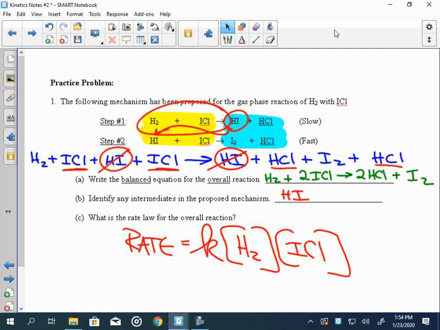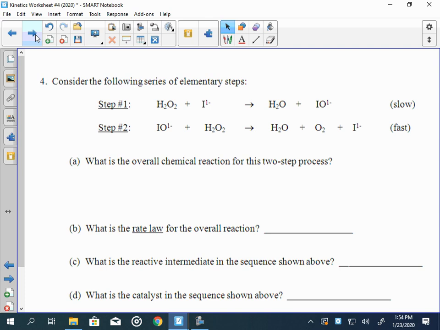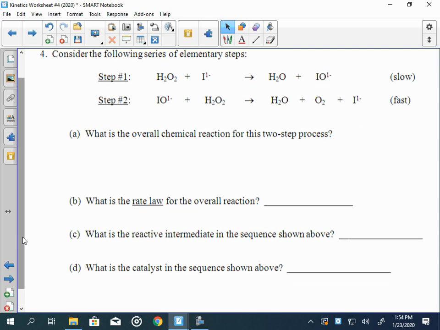Now at this point, I want you to go to worksheet number 4 that we just did the front side. Flip that over and take a look at the back of that. While you're doing problems 4, 5, and 6 on that page, I'm going to go through part of number 4, but I want you to see if you can get it right. So I'm not going to say anything. We're on the back of worksheet 4. The overall reaction, I'm going to write fairly small.